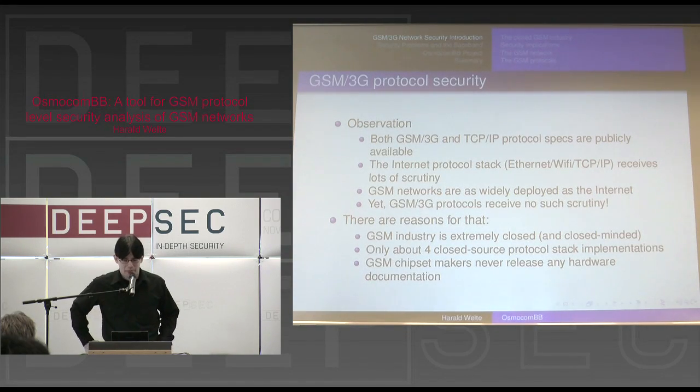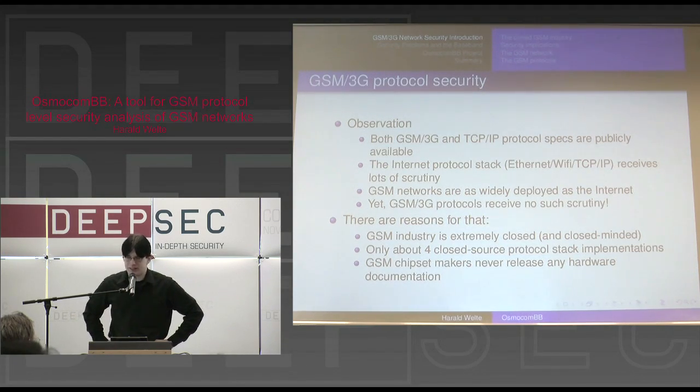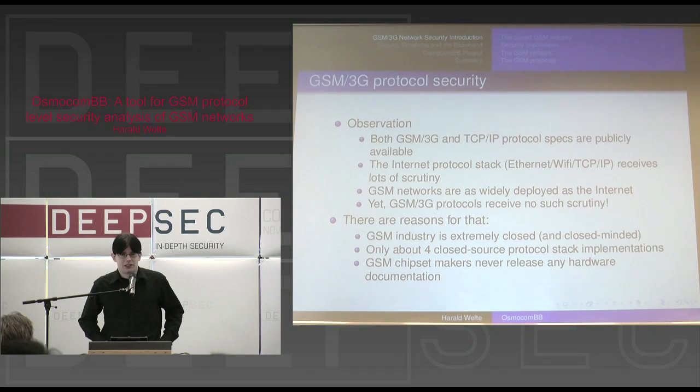Now, the general observation is, both the 3G and GSM specifications as well as the TCP/IP protocol specs are publicly available. Anyone can read about it. Anyone can learn how the system works. Anyone can understand what the possible attacks are, what the security situation with these protocols is.